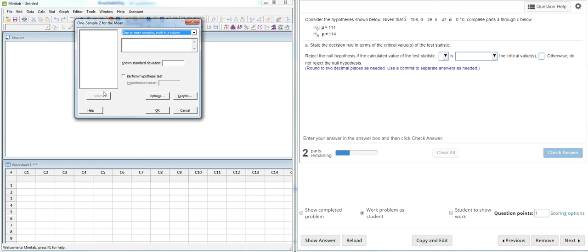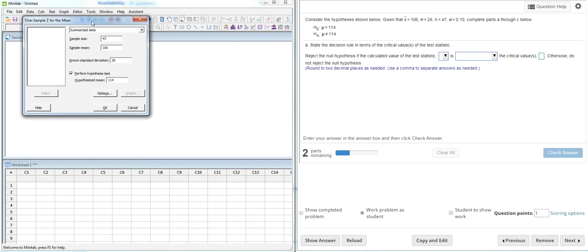All right, and this defaults to one or more samples in columns. We do not have that because we have summarized data. My sample size is 47. My sample mean is 106. My known standard deviation, so notice it says known because it's talking about the population one. You wouldn't get this option if it was the t-test. And then it says perform a hypothesis test. Yes, we want to, and we're comparing this to 114.